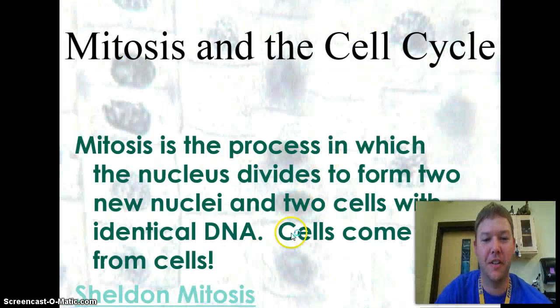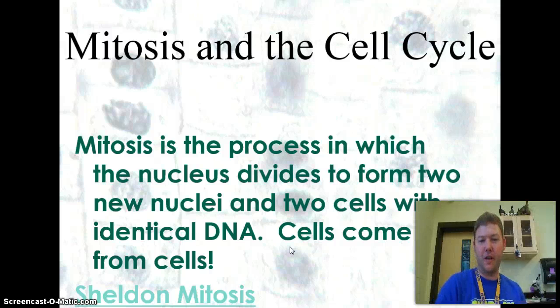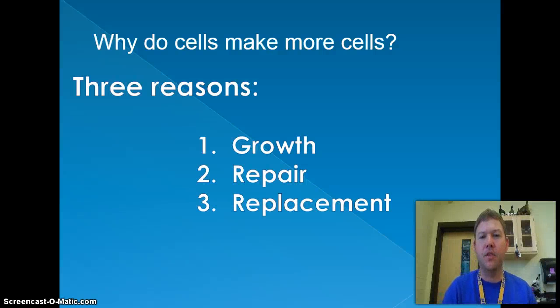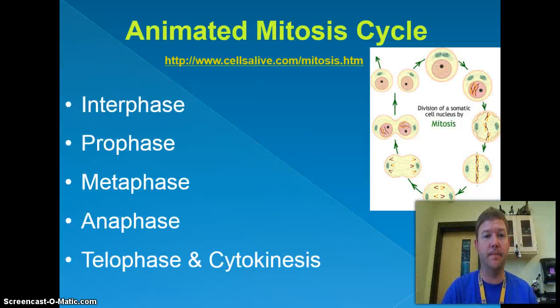Okay, so there's Sheldon demonstrating mitosis, how cells come from cells. We got another Sheldon from Sheldon. All right, let's move on. So why do cells make more cells? What's the whole point? 3 main reasons. Number 1, growth. Number 2, repair cells. And number 3, replacing cells after they've died.